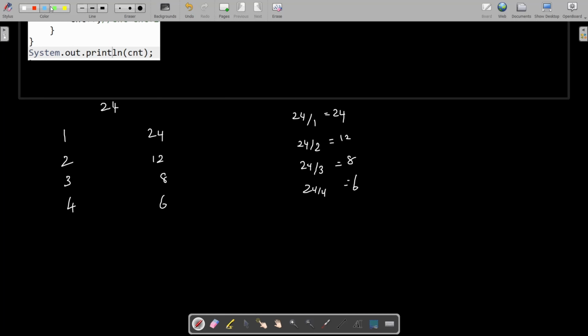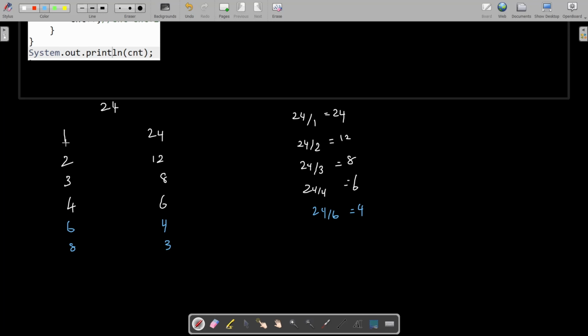So let's continue. After 4, is 5 a factor? No, 5 is not a factor of 24. Then 6? Yes, 6 is a factor. So if 6 is a factor, let's take 24 divided by 6, which is 4. So 4 is also a factor. Let's take 8. The next factor is 8, right? So if 8 is a factor, 3 is also a factor. So indirectly, guys, leave it as it is.